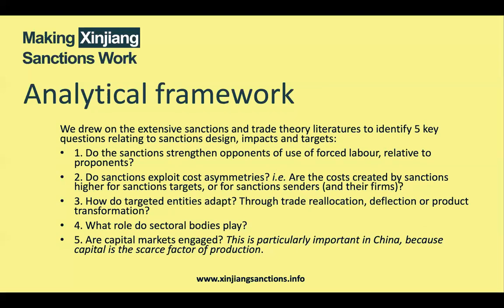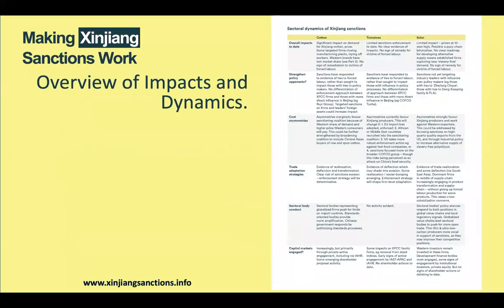And this is particularly important in the Chinese context because capital is the scarce factor of production in China. And sanctions theory tells us that if you sanction the scarce factor of production, you're more likely to succeed than if you sanction a factor of production that is not scarce. So using this framework, we analyzed the dynamics of sanctions in the cotton, tomato, and solar sectors.